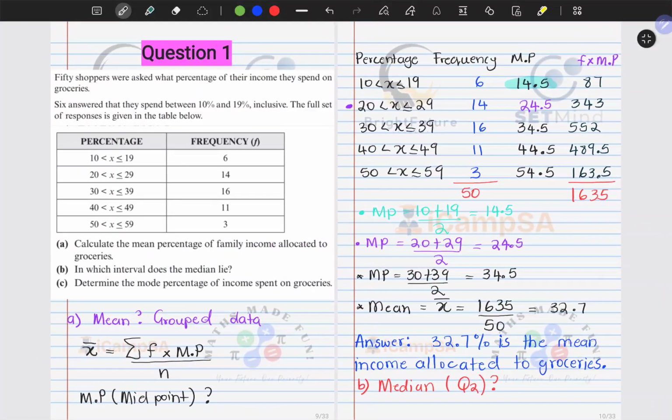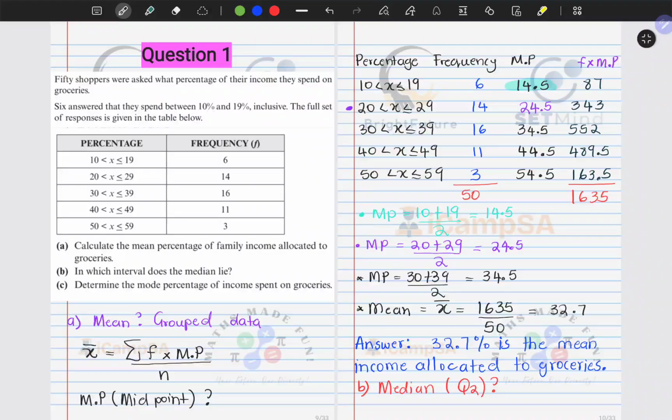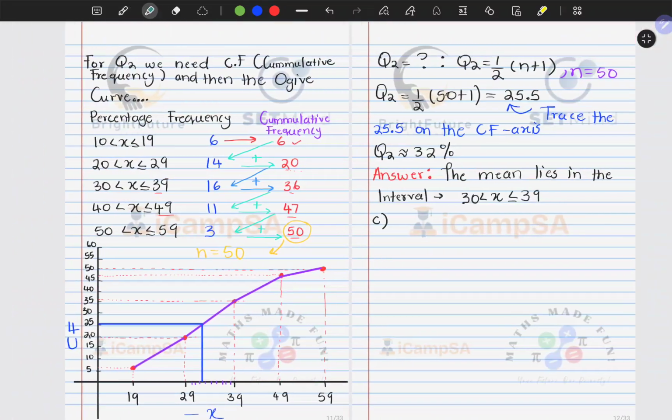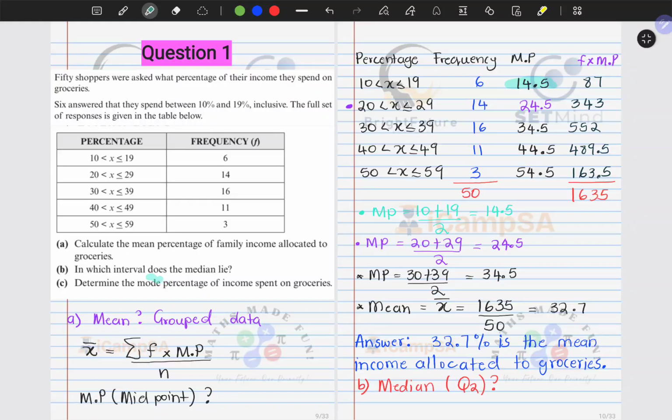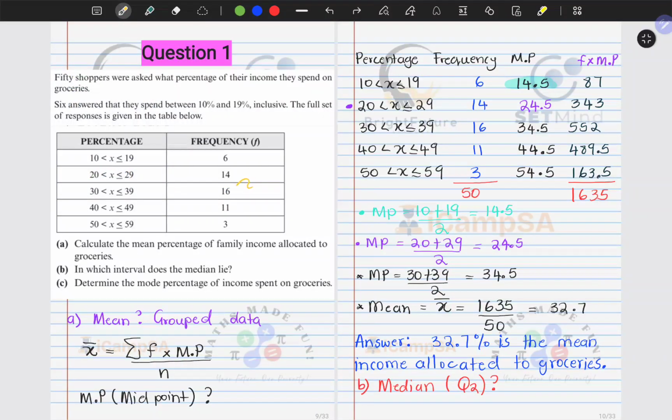So now we are asked for number C, to determine the mode percentage of income spent on groceries. So let's have a look at this here, where they're asking us about the mode percentage. Remember, what this represents is the percentage. So we need to look at the frequency. Which frequency is the highest here? And if you look carefully, it is 16.